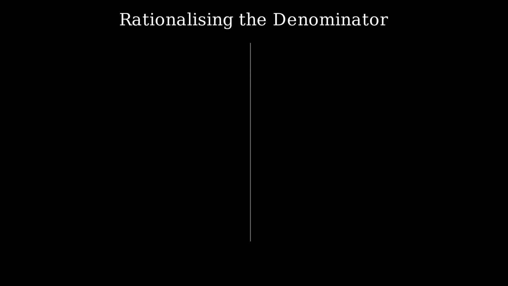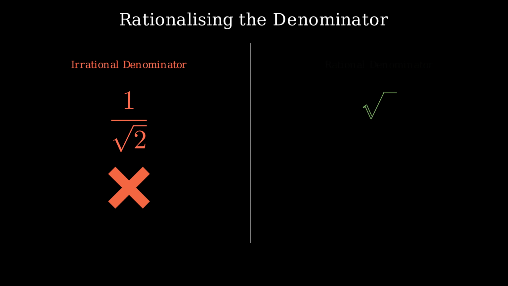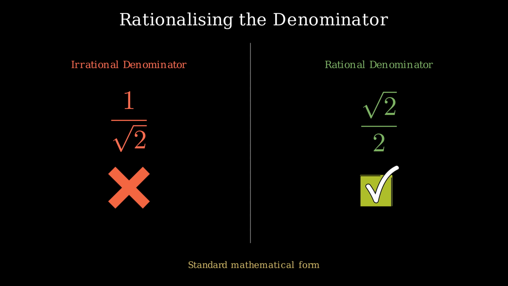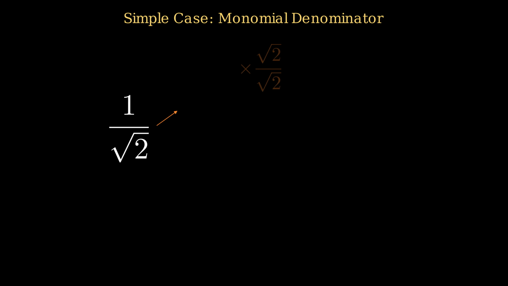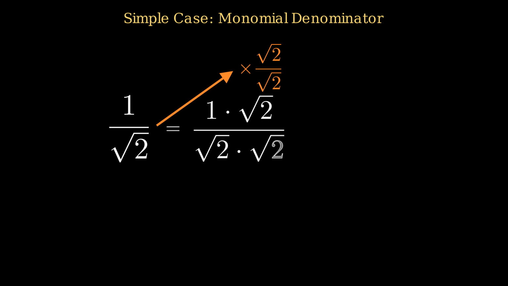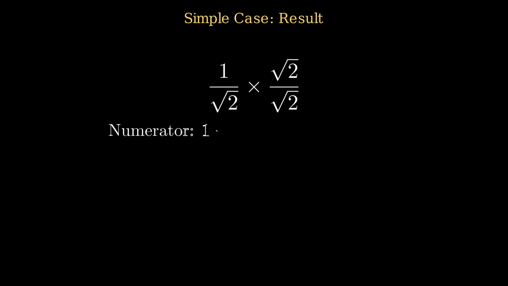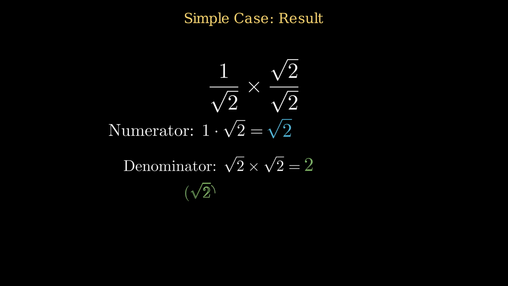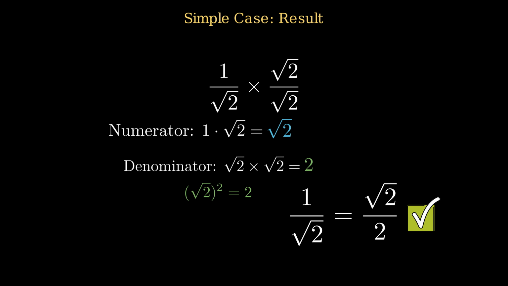Rationalizing the denominator means removing radicals from the bottom of a fraction. We do this for two reasons. It simplifies calculations and it's the standard mathematical form. For a simple case, like 1 over root 2, we multiply both numerator and denominator by root 2. The numerator becomes root 2, the denominator becomes root 2 times root 2, which equals 2.